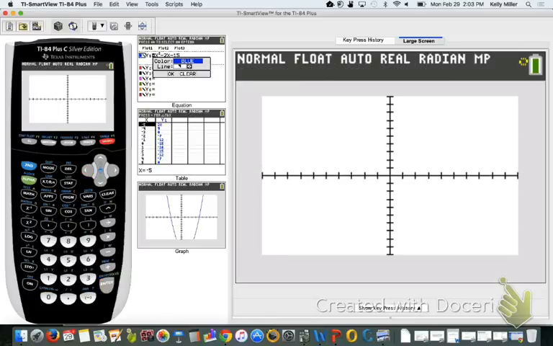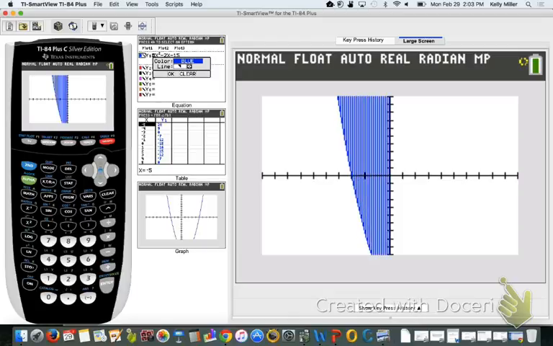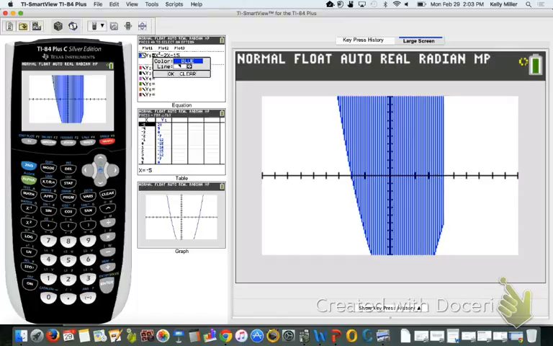Let's see what that looks like. Whoa, that's so weird. That was pretty cool. So now it shaded everything inside the parabola. Where do you think it would shade if I put it on the lower left? Everything outside. Everything on the outside, and we would use that when we needed everything that was less than or equal to. So your calculator does this stuff, which is kind of cool, I think.